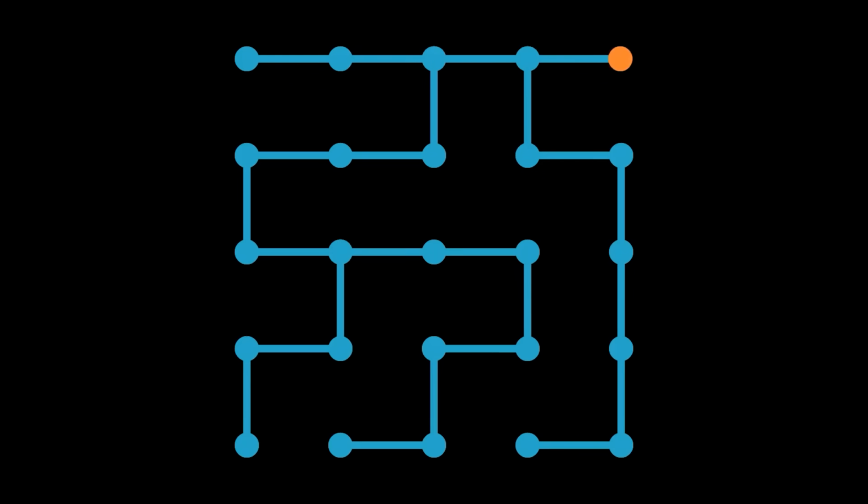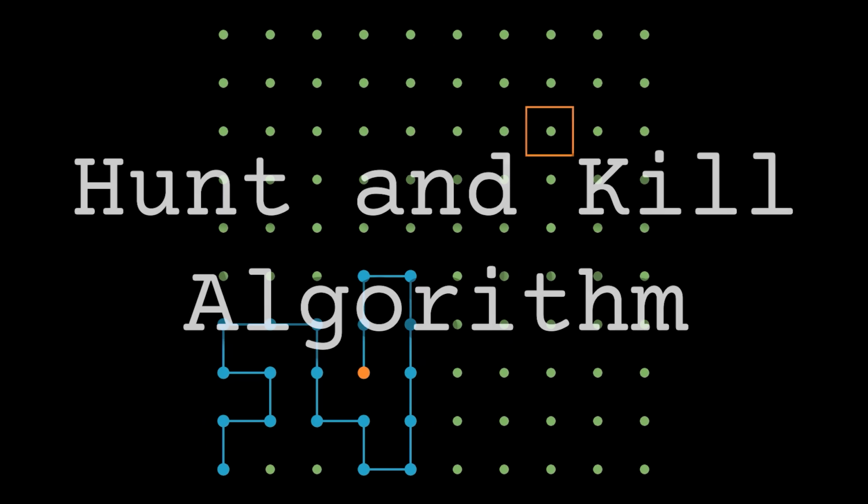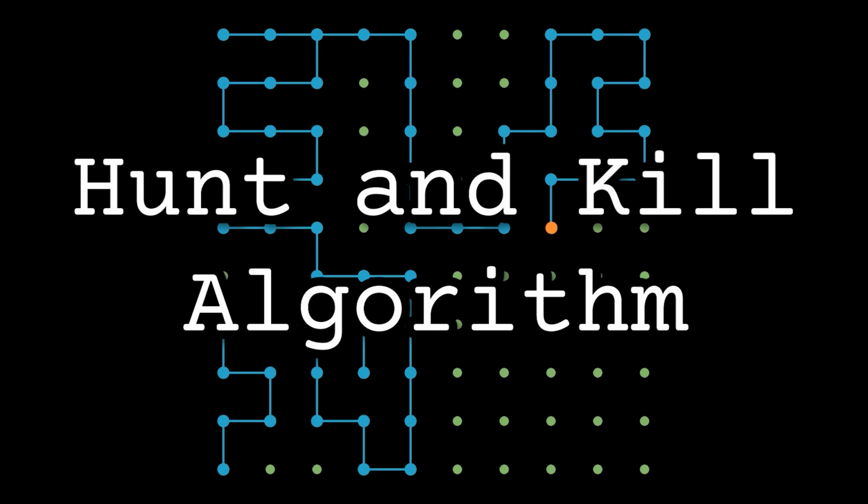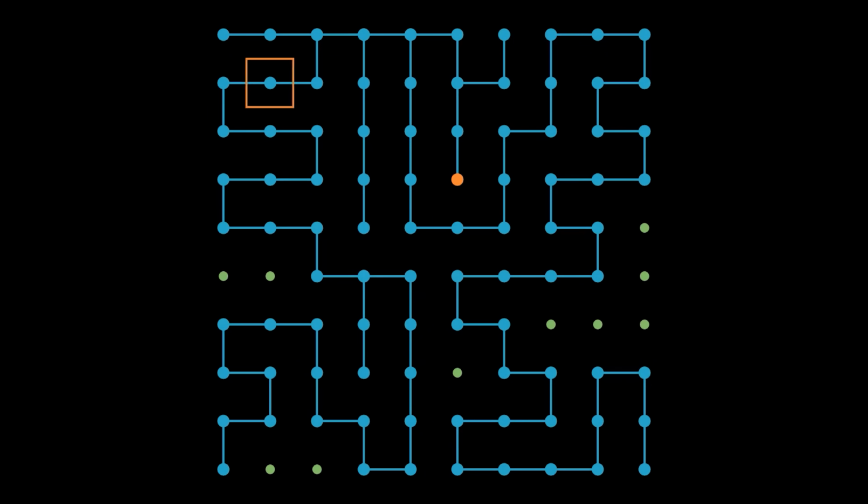This also works. Eventually, you'll visit every vertex. This is called the hunt and kill algorithm. The advantage of hunt and kill is that you don't have to remember the path since there's no going backwards. But the disadvantage is that the repeated searching can take a lot of time, especially on big mazes.